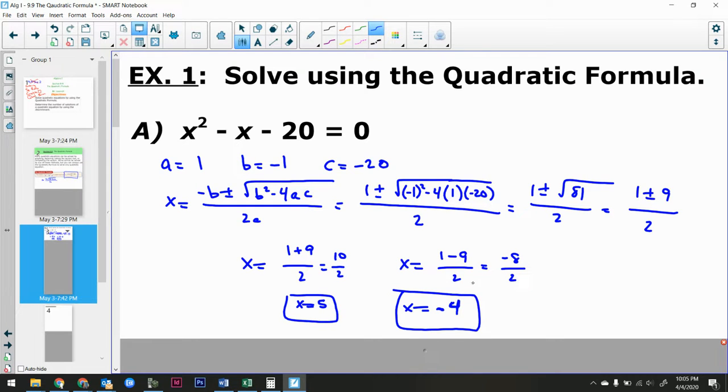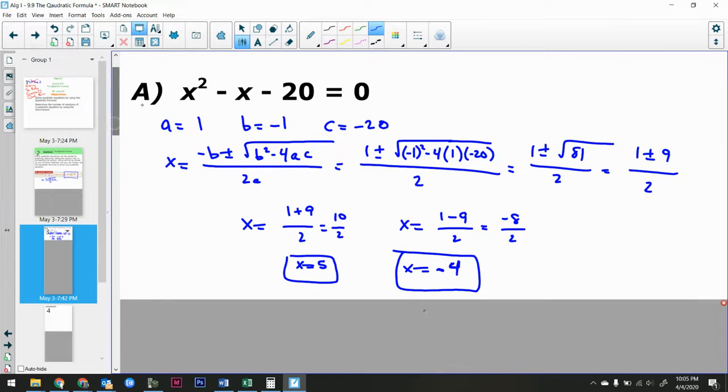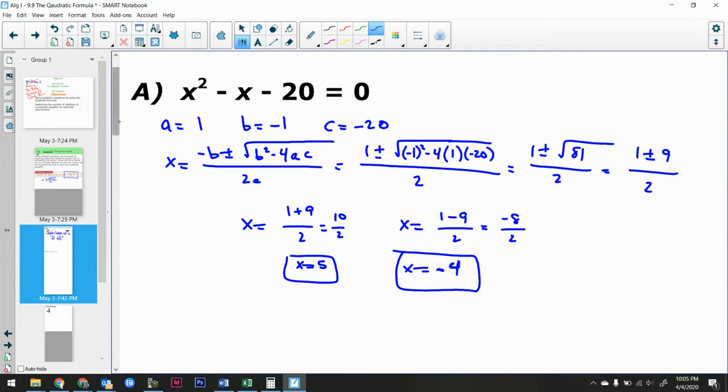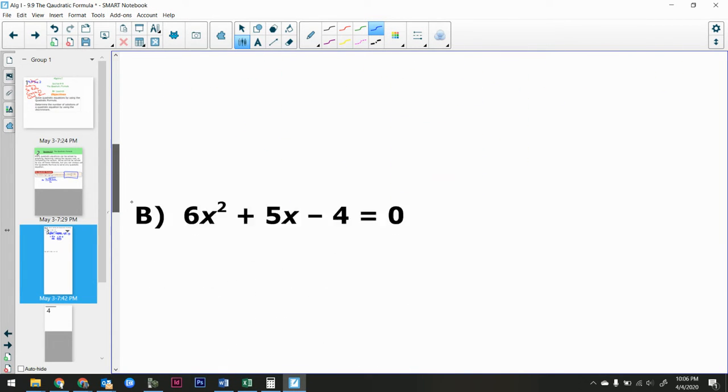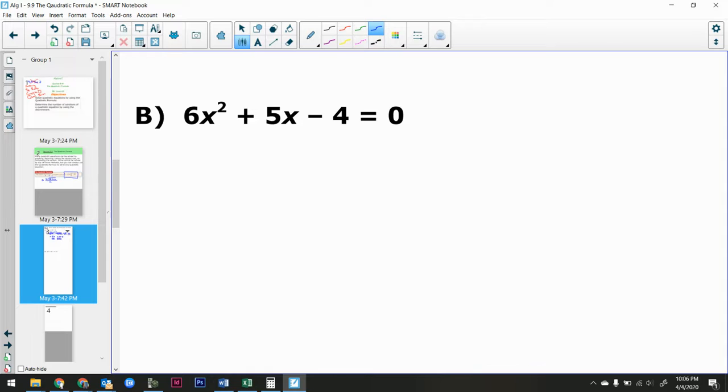And that's it. That's the quadratic formula, folks. So again, the rest of this is just doing more and more problems. So I'd like you to try the next one, pause it, try it, and then see if you get the right answer. Watch the work and then correct as you need to.